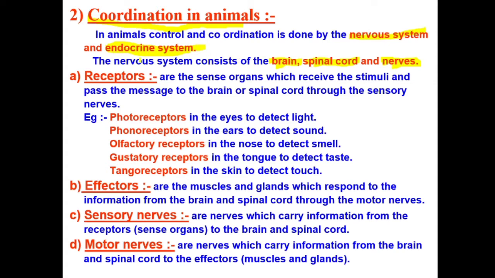Now again, we are coming to the nervous system in detail. Before understanding the nervous system in detail, we need to understand what a receptor, effector, sensory nerves and motor nerves are.